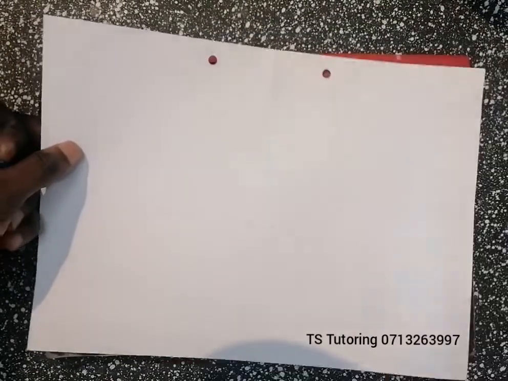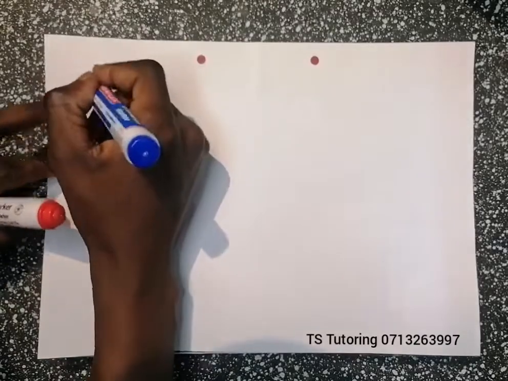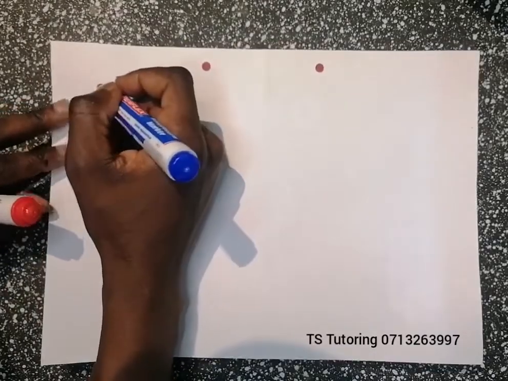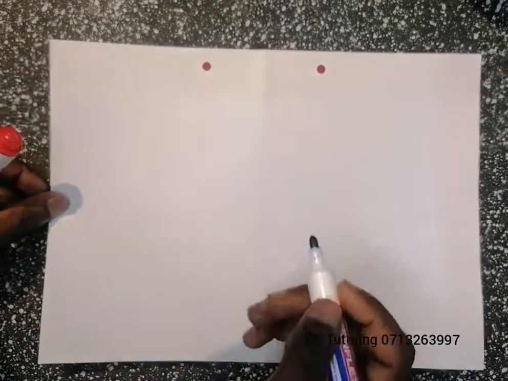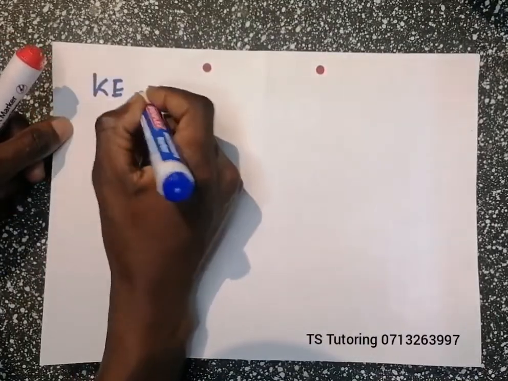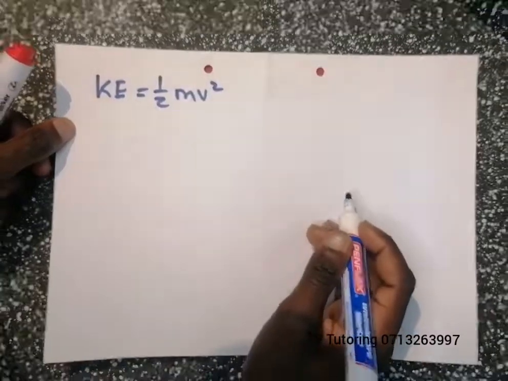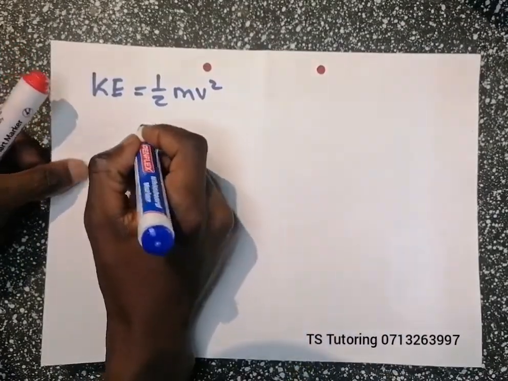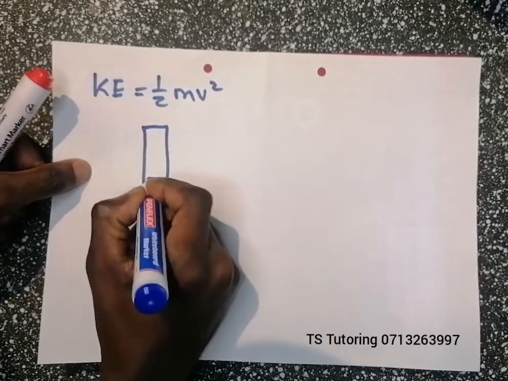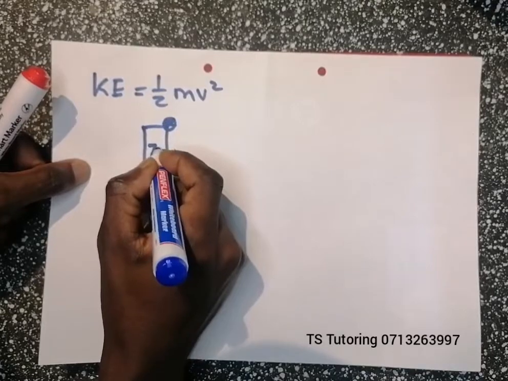So now let's explain kinetic energy. When we talk about kinetic energy, we talk about moving objects, isn't it? So the kinetic energy will be half mv squared. Now, usually, still the same ball at the top here. The height is still 7 meters.